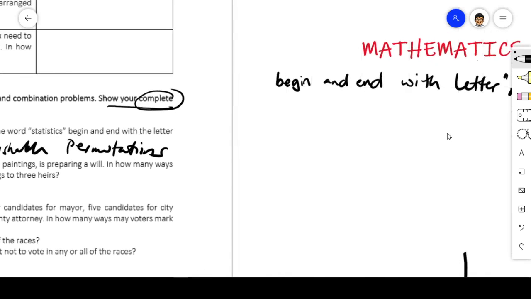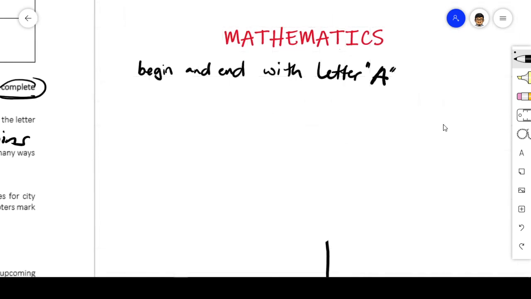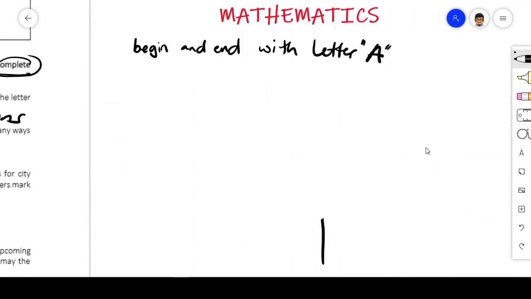Now, let me provide you an example that is the same as number 1. Say we have the word mathematics. We will be solving the number of distinct possible ways to rearrange the word mathematics, in which it will begin and end with letter A. So how many letters are we dealing with? 1, 2, 3, 4, 5, 6, 7, 8, 9, 10, and 11. So we have 11 letters.